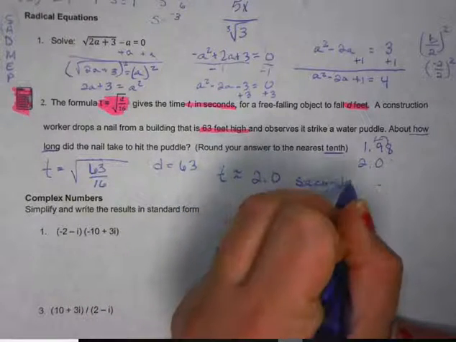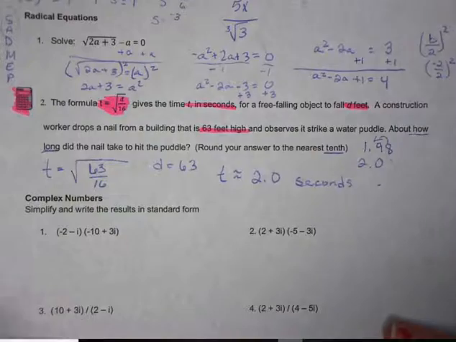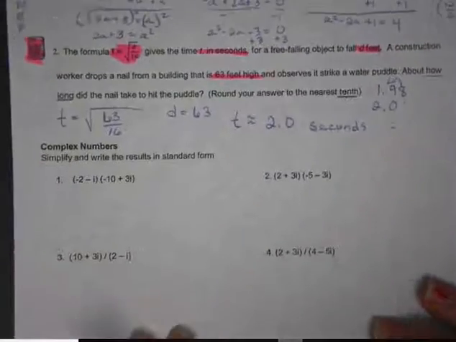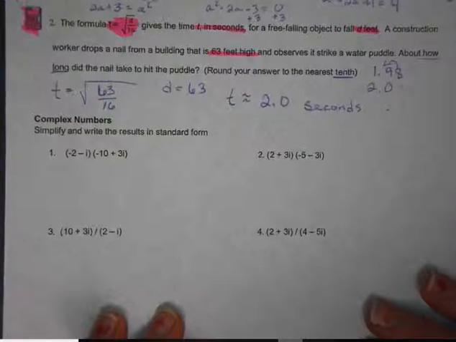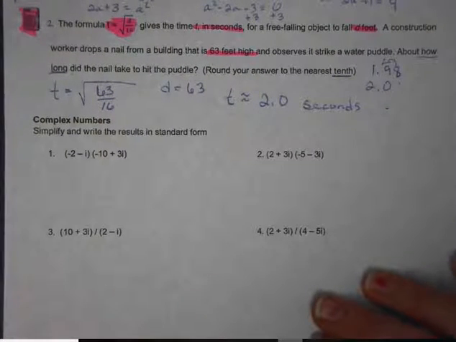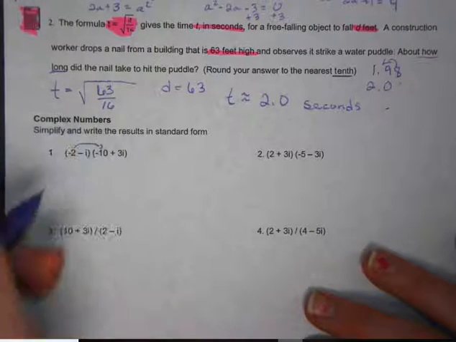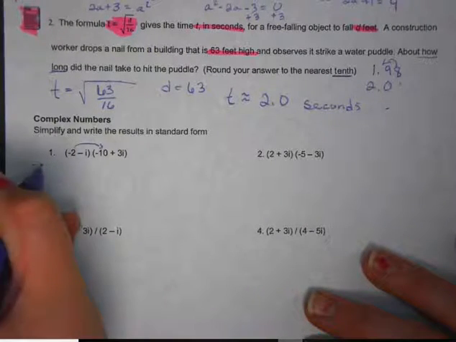Make sure you are rounding correctly. Remember, I only have so much leeway on these exams. All right, so finally we have our complex numbers on this page. This one's pretty simple. We're just going to FOIL them on number 1 and number 2. So negative 2 times negative 10 is negative 20.